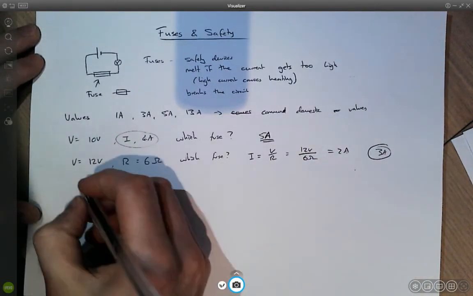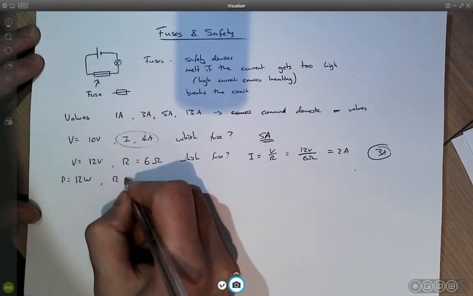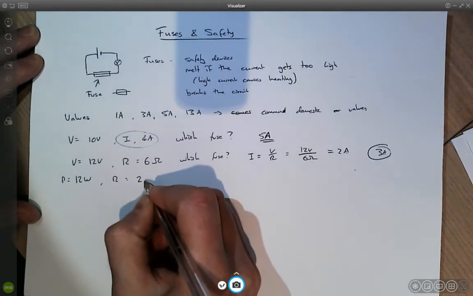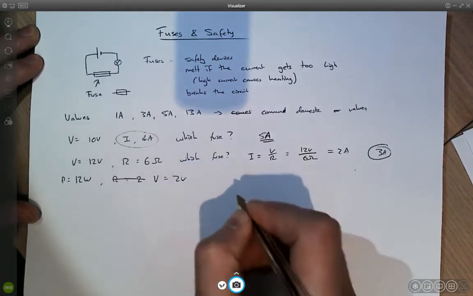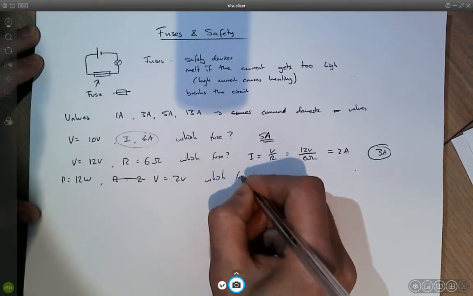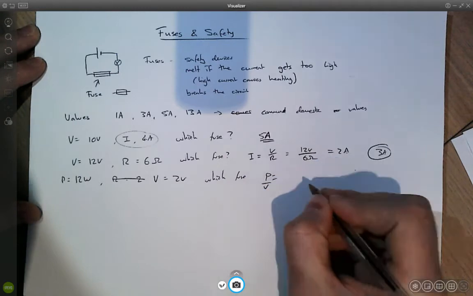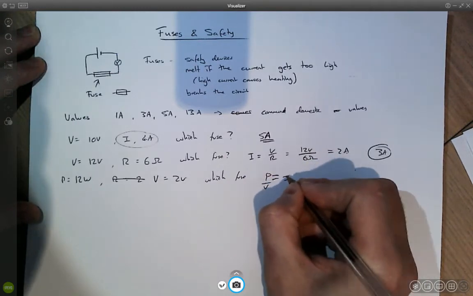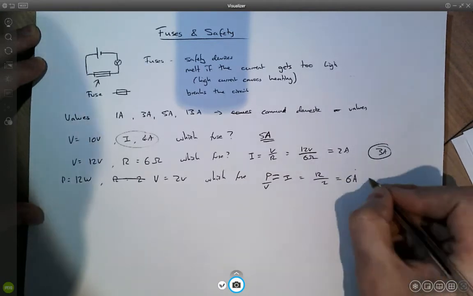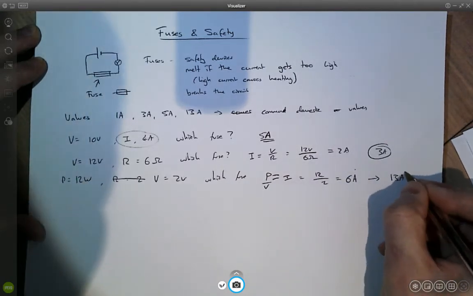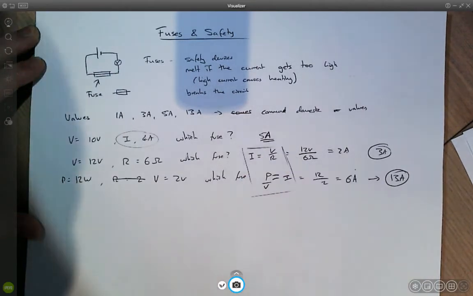Equally, they might also give something like a power of 12 watts and a potential difference of 2 volts, and they would also say which fuse, in which case students would need to use power divided by potential difference is current. 12 over 2 would be 6 amps in this case, which would mean we would need a 13 amp fuse. So these two formulas are the ones that are most commonly used with fuses.